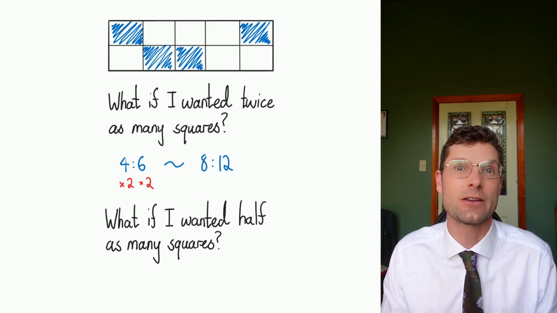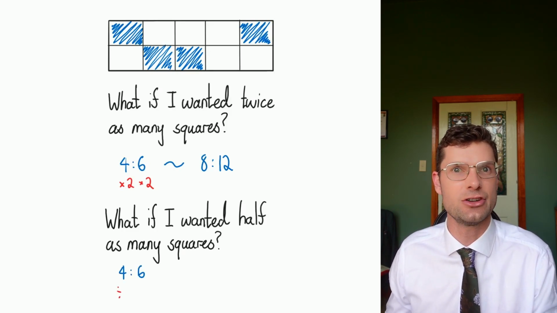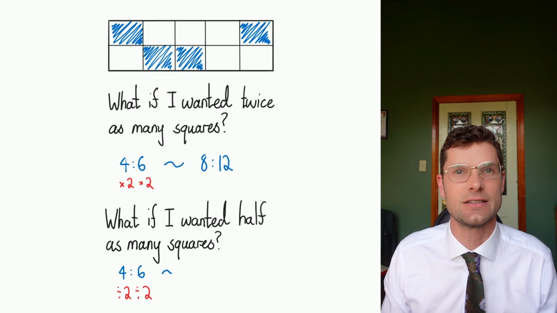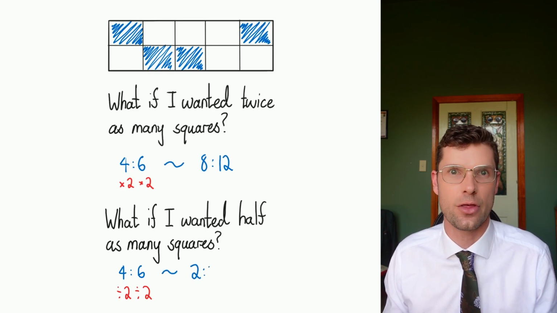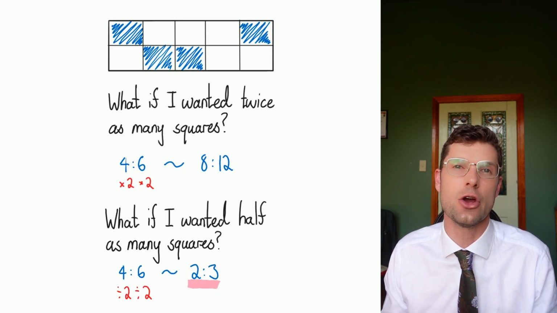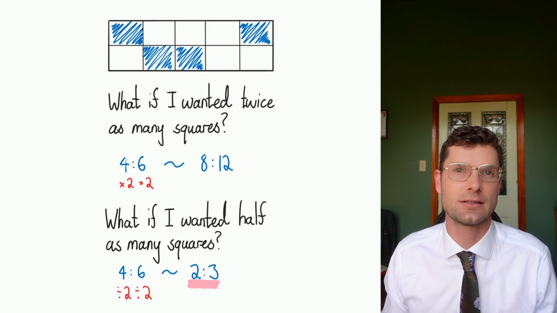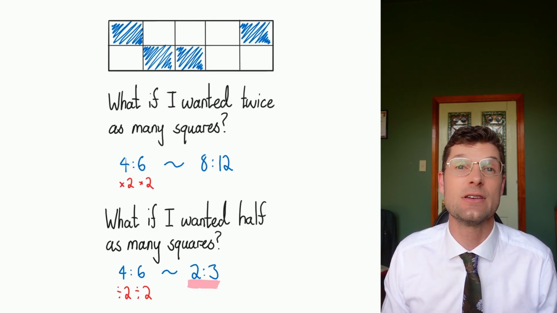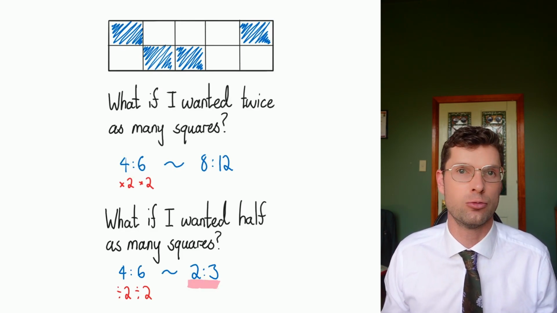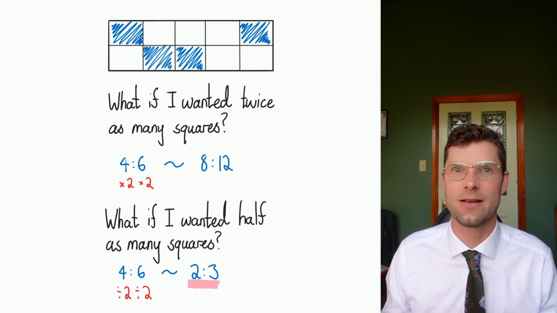Now the opposite way, if I wanted to make something that was half as big, again, I would just have to do the same operation, divide by 2 on both sides. So 4 to 6 would become 2 to 3. This is actually really important because this is the simplified ratio, just like in simplifying fractions. This is a skill that we're definitely going to work on for the next lesson, but all we really need to know is that if we multiply and divide a ratio, as long as we do it to both sides, the whole thing stays the same, just bigger or smaller.